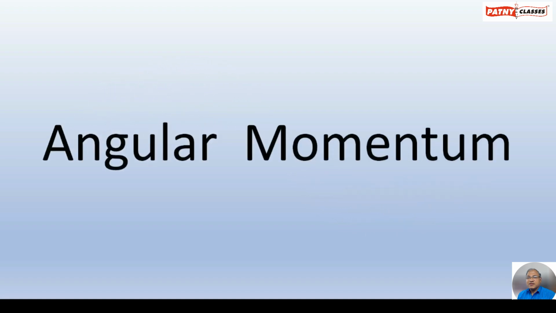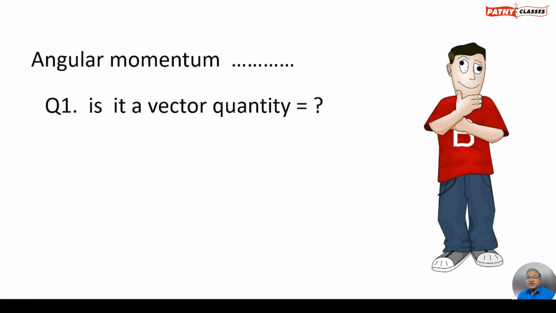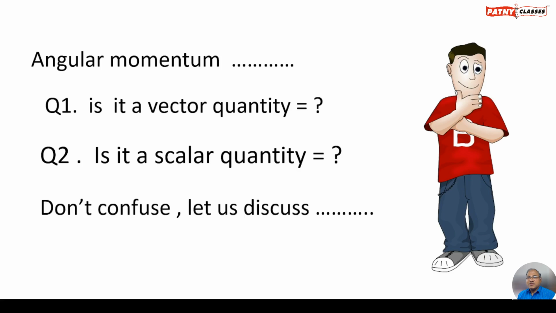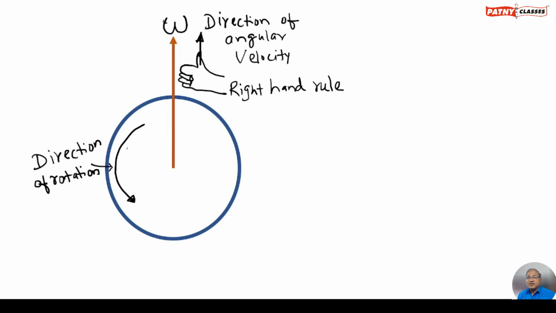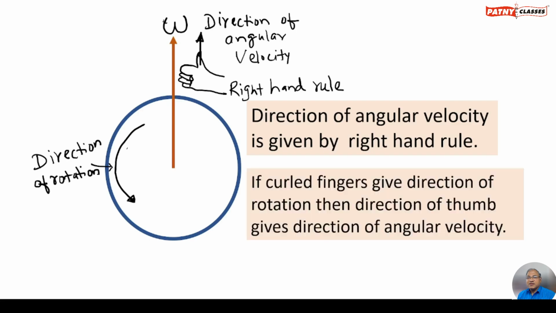Now, let us discuss a little about angular momentum. Is angular momentum a vector quantity or a scalar quantity? Don't get confused. Let us discuss. Whenever a body is rotating about a given axis, the direction of angular velocity is given by the right hand rule. If the curved fingers give the direction of rotation, then the direction of the thumb gives the direction of angular velocity.